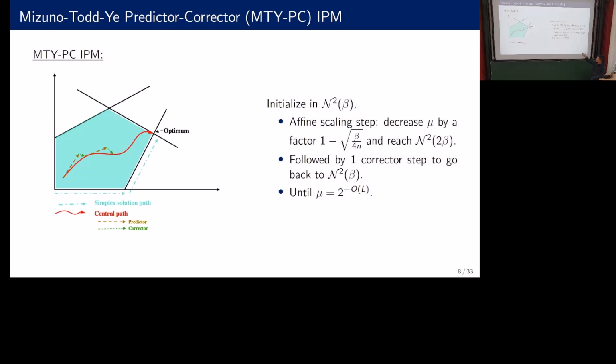So this is done until the duality gap falls down to like 2 to the minus L, where this L is the encoding length of your LP, and then you can round your iterate to an optimal solution to the LP. And then this yields this classical square root n times L iteration bound for solving the linear program.